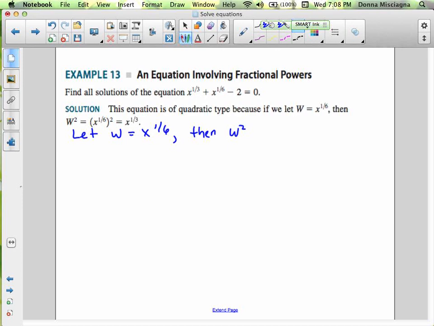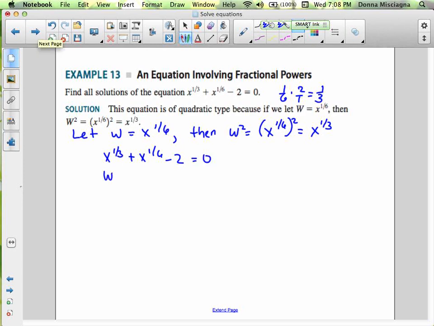Then w squared equals x to the 1/6 squared. Remember, when we raise a power to a power, we multiply exponents. And 1/6 times 2 is 2/6 or 1/3. All right, so we'll rewrite x to the 1/3 plus x to the 1/6 minus 2 equals 0 as w squared plus w minus 2 equals 0. And now we have that to solve.